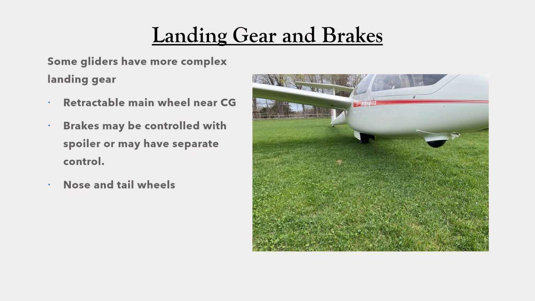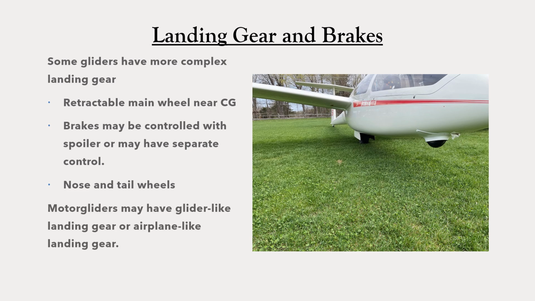Like our Grobs, this has a nose wheel and a tail wheel. So if the nose touches or the tail touches while you're rolling along the ground, it isn't a big increase in the amount of drag slowing you down.